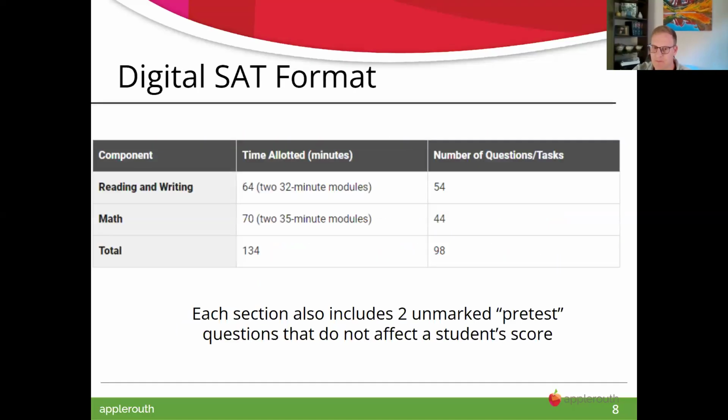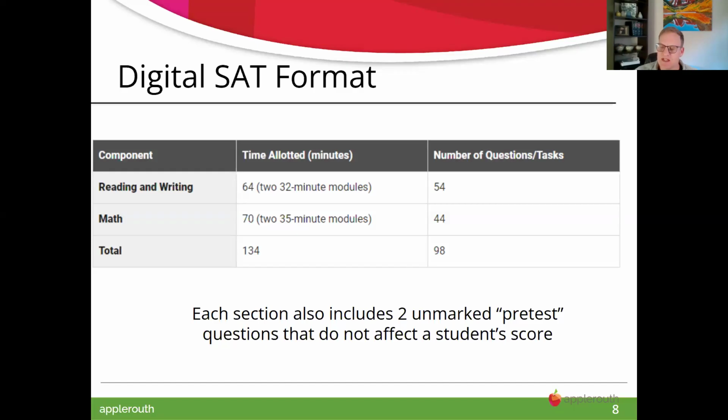Here's what the test looks like. So section 1 is 32 minutes for 27 questions. Section 2 verbal is also 32 minutes for 27 questions. And depending on how you did on that first module, it'll be much easier or much harder. And then same for math, you get a bit more time, but there are actually fewer questions. So 22 questions in 35 minutes for both modules 3 and 4.